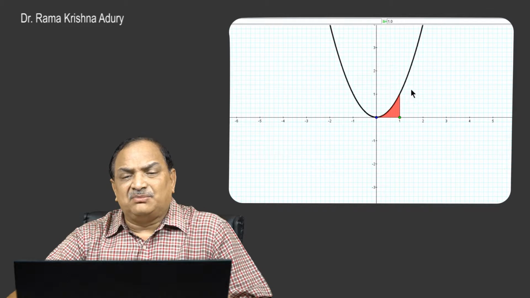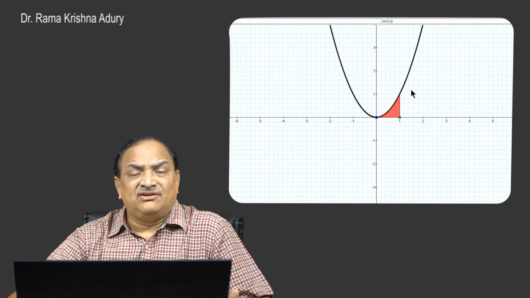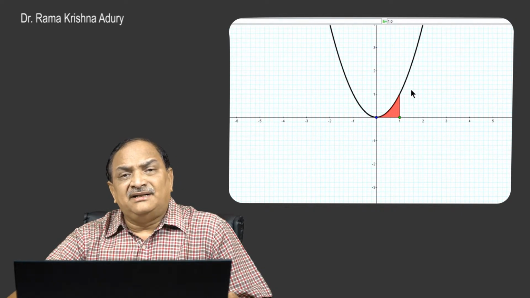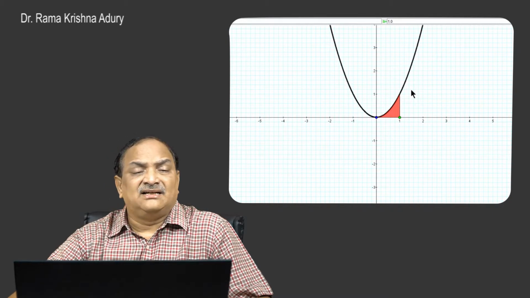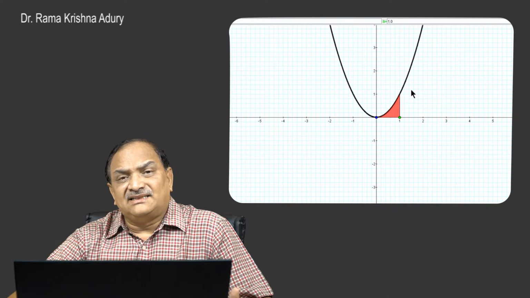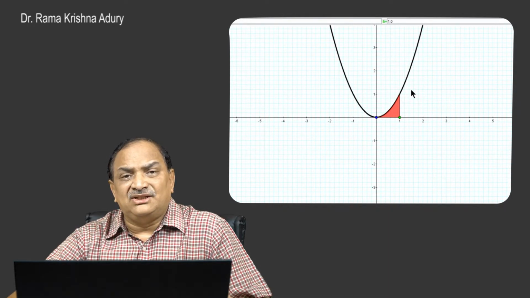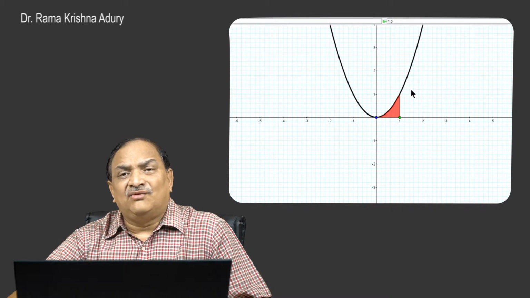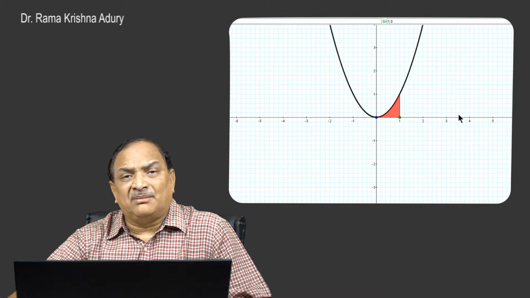I repeat this point. The curve we have taken is x squared. You can say y is equal to x squared or f of x is equal to x squared. The integral of x squared is x cubed by 3. But you have to substitute the limits 0 to 1 because it's a definite integral. And 1 cubed by 3 minus 0 cubed by 3 gives you 1 on 3, which is approximately 0.33.